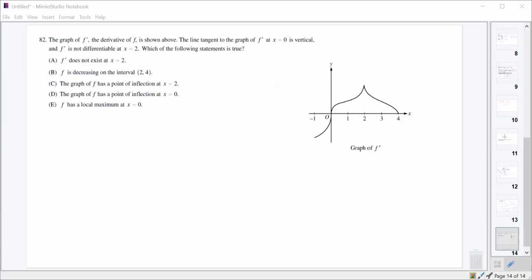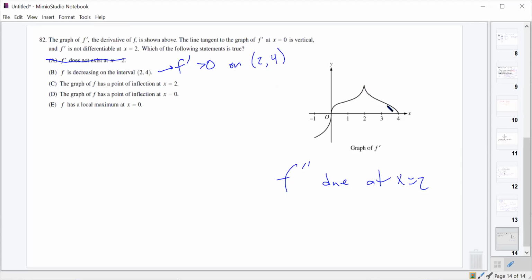And so whenever we're doing these, we got to make sure that we are careful about what is guaranteed to be true, not just what might look like it's true, especially when you have charts. But we'll just go through here. So first off, f prime does not exist at x equals 2. Well, sure looks like it exists. There's a point there, right? We know that the derivative of f prime doesn't exist at x equals 2. We can say that f double prime does not exist at x equals 2. F prime certainly does, so that we can ignore. F is decreasing on the interval from 2 to 4. Well, f prime from 2 to 4 is positive, which tells us that f is increasing on the interval from 2 to 4.